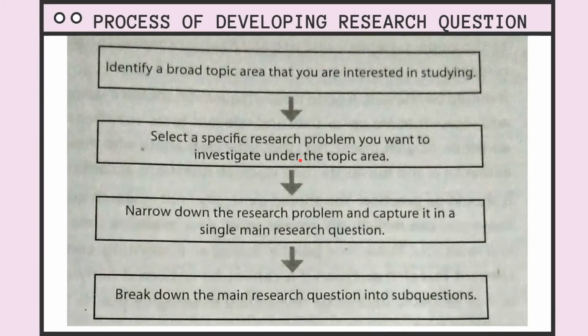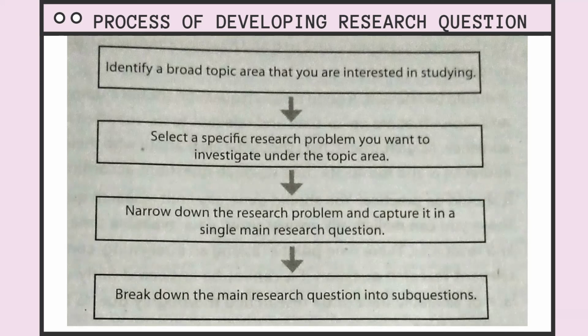Now, here is the process of developing a research question. First is to identify a broad topic area that you are interested in studying. We've already done this. You already have your topics and your working titles. Next is to select a specific research problem you want to investigate under the topic area. Again, we have already gone through this. You already have your topics and titles. Next, narrow down the research problem and capture it in a single main research question. So this is what we're going to do moving forward.